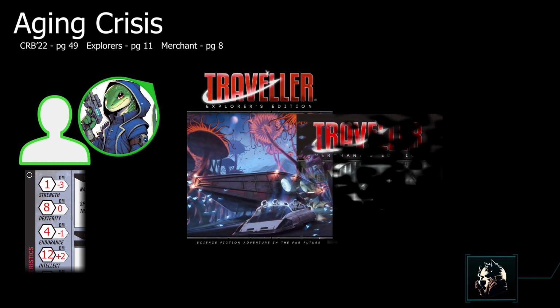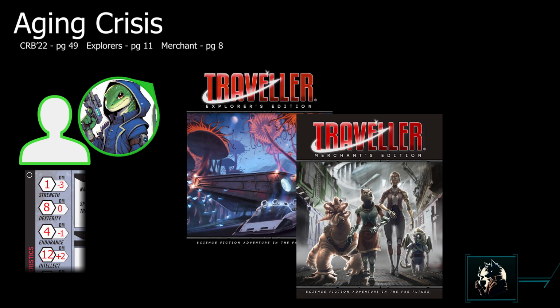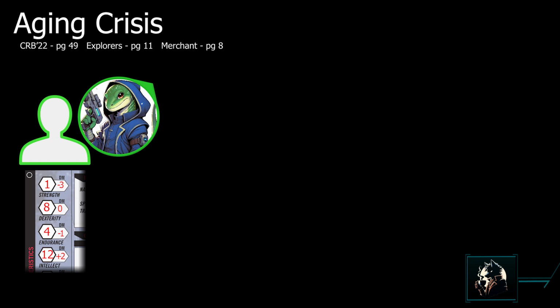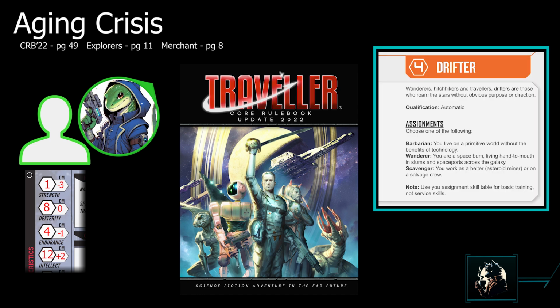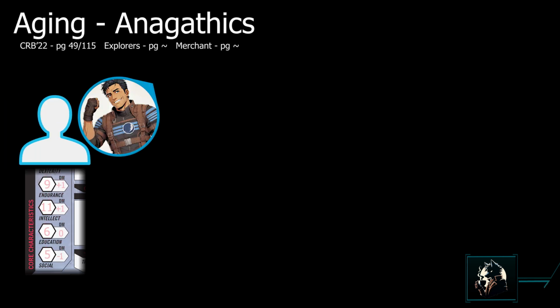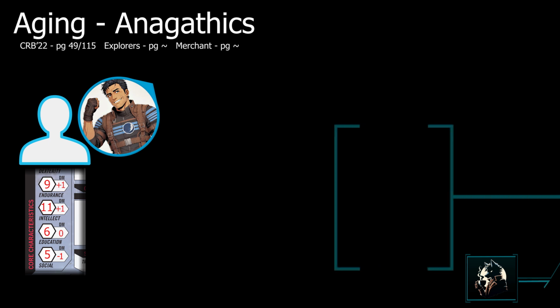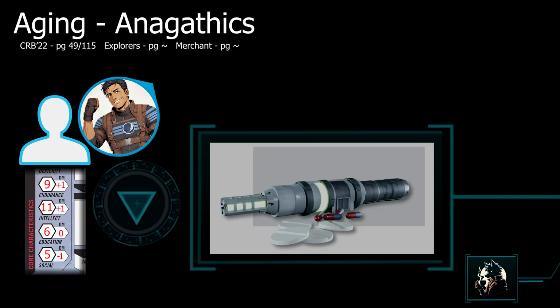If you're using the Explorers or Merchants Edition rulebooks, having an aging crisis will effectively force you to end character creation here. In the CRB, an aging crisis means your traveler will automatically fail all future qualification rolls, but it doesn't force you to leave the career you're in. Should your traveler need to switch, Drifter may be the only career that you could go into, since it's an automatic qualification. If the effects of aging are a concern to you, a traveler may always choose to start taking anagathics, a drug used to prevent the effects of aging.